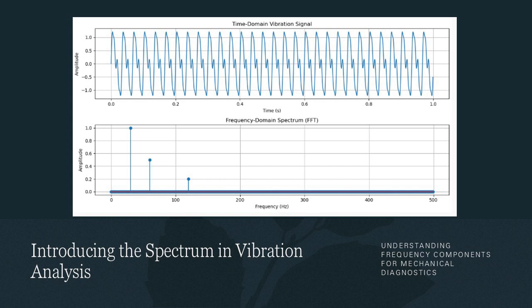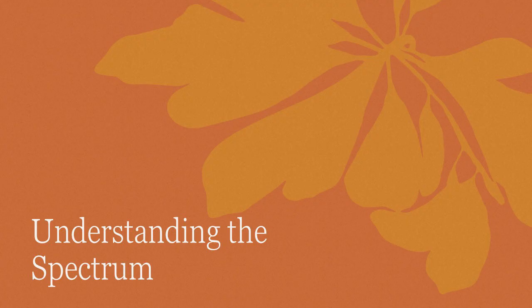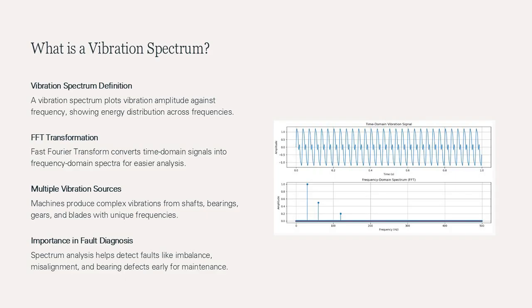Introducing the spectrum in vibration analysis, understanding frequency components for mechanical diagnostics. What is a vibration spectrum? Why use the spectrum instead of the time waveform? A vibration spectrum is a graphical representation of vibration amplitude plotted against frequency.